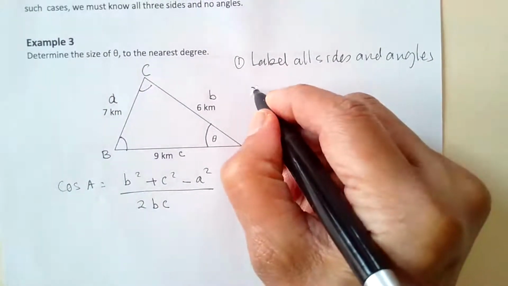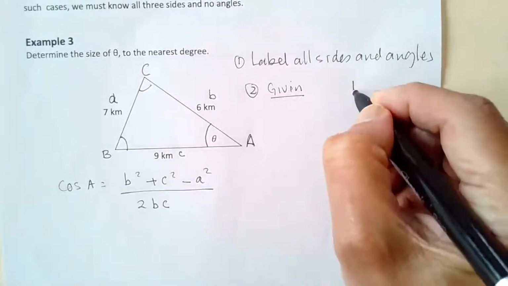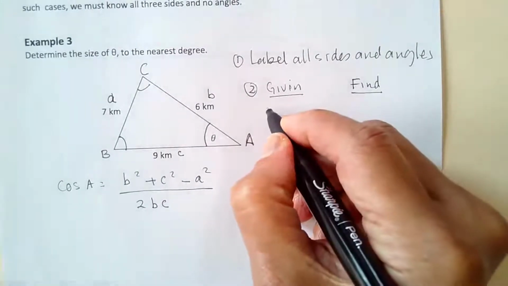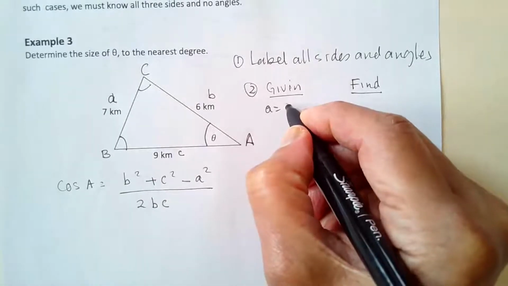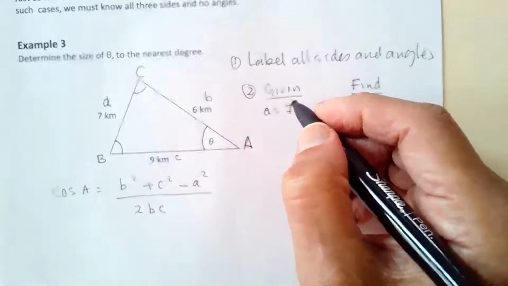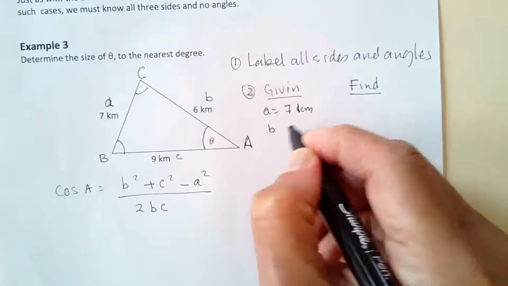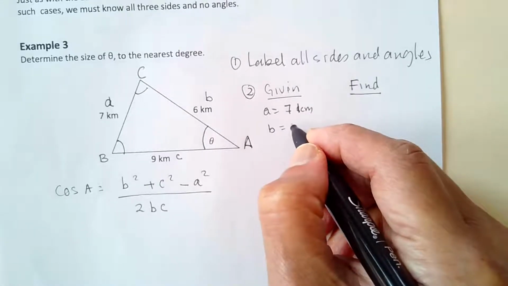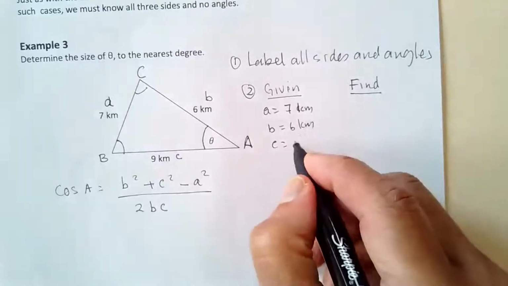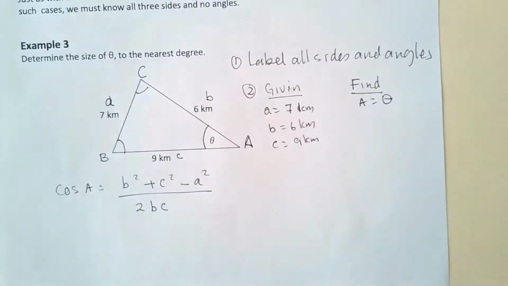Step 2, record what was given and what we need to find. We are given A is equal to 7, B is 6 kilometers, C, 9 kilometers. And we are asked to find angle A.